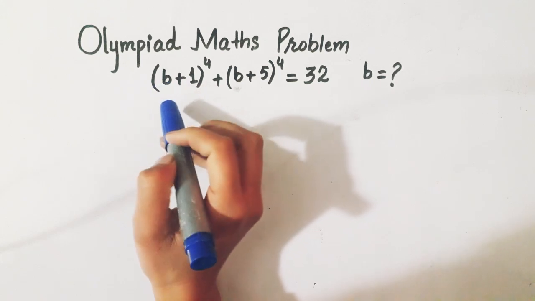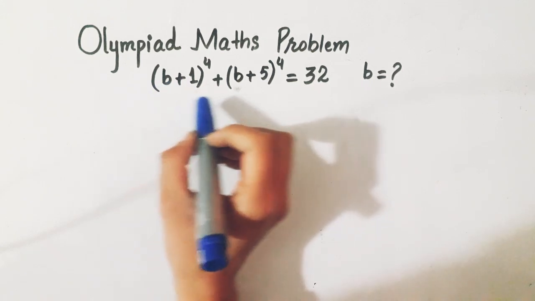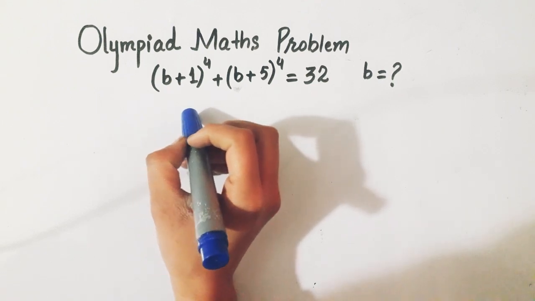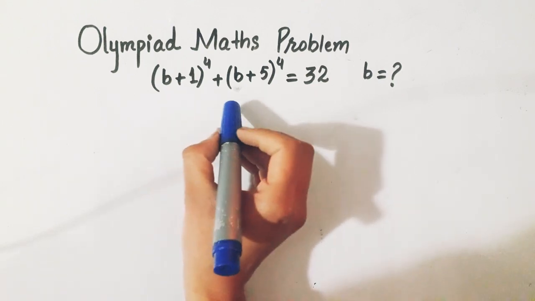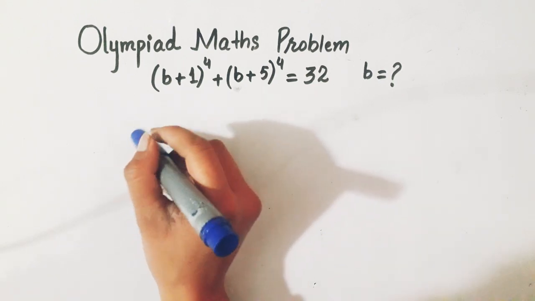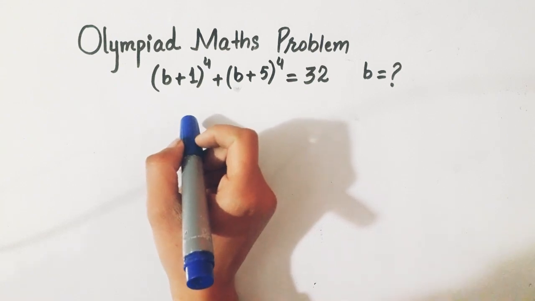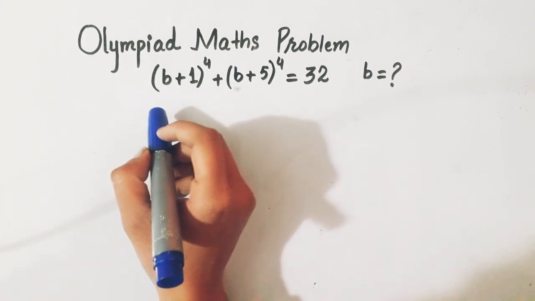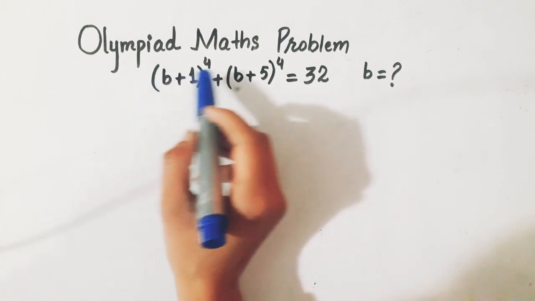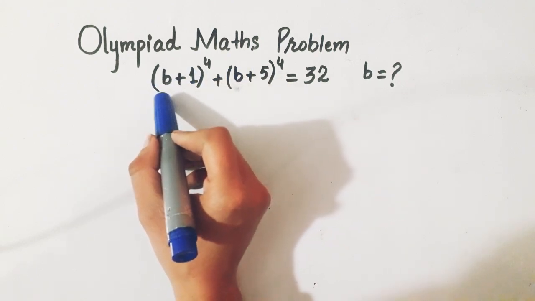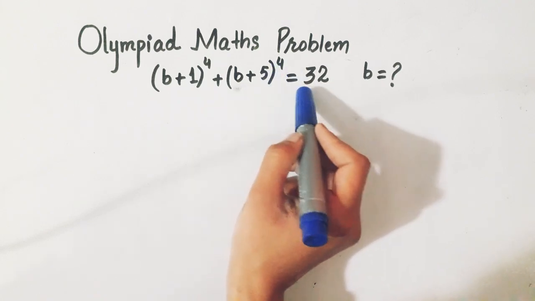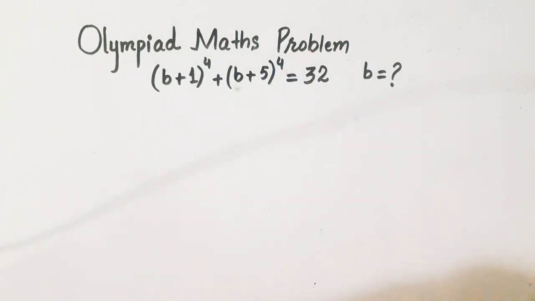This question looks simple, but it hides a smart trick. You have not solved it before, no preparation at all. You are watching real thinking in real time on Math Solver 1117. Let's crack it together. Today's Olympiad math problem is (b+1)^4 + (b+5)^4 = 32. You have to find the value of b.